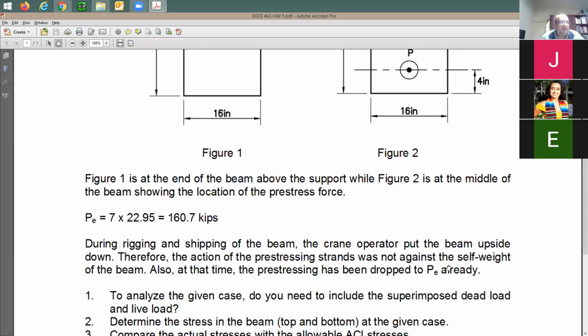So, okay, this is given that at that time, because what you're trying to do here is evaluate the stresses in the beam and see if the beam is still useful or not. You're not doing a design case here. You're doing an analysis case. It's an evaluation of the beam.